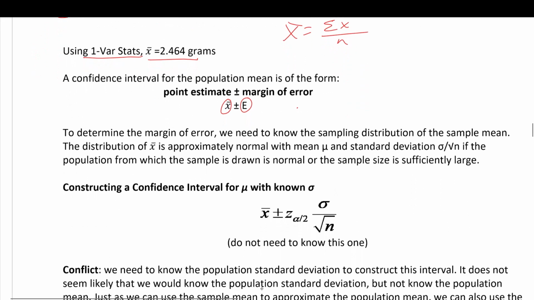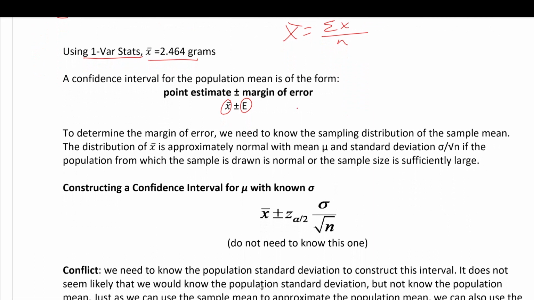Okay. Now, ideally, it would be x bar plus or minus some critical value times the standard deviation of x bar. If you recall from the previous chapter, we were talking about sampling distributions of x bar. The standard deviation of x bar was sigma over square root n. So that's where that's coming from, right?